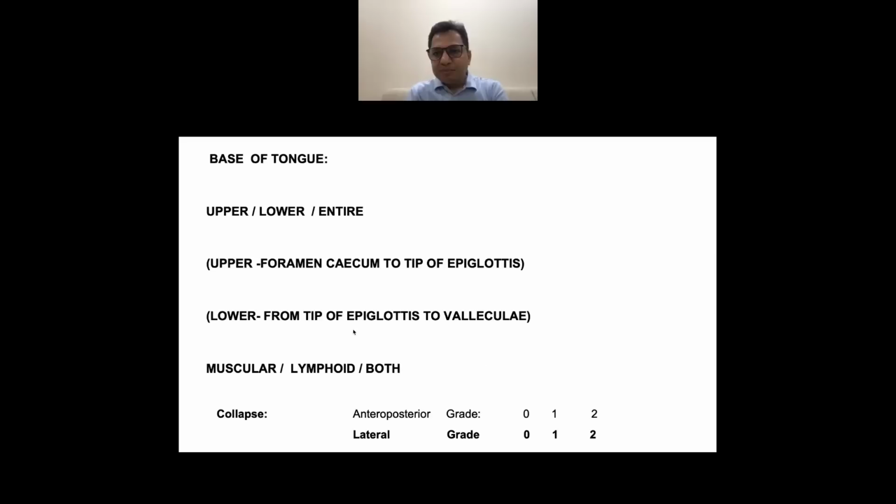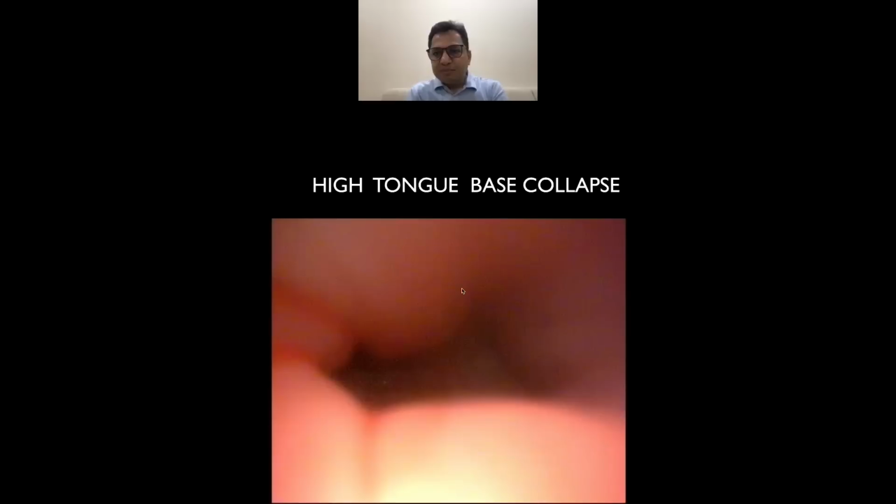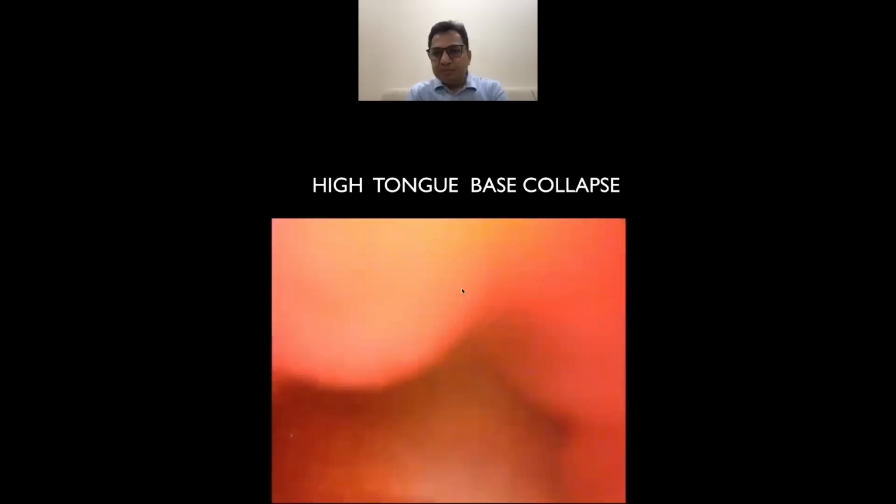So there are a lot of things we have to understand and classify in DISE. That will define what surgery you can do. Again, when you understand what the differences are here, you will be able to understand the talk on the base of the tongue. In the epiglottis part you can see, now, this is high tongue base collapse. Can you see?